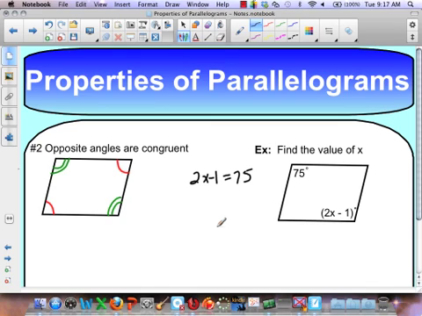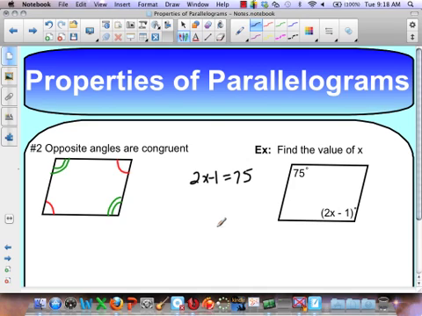Alright, what was the third thing we learned about? So we found out that our opposite sides are congruent. Opposite angles are congruent. Pernell, what was the third thing we learned? Could you at least tell me what that relates to? Okay, about the midpoint.